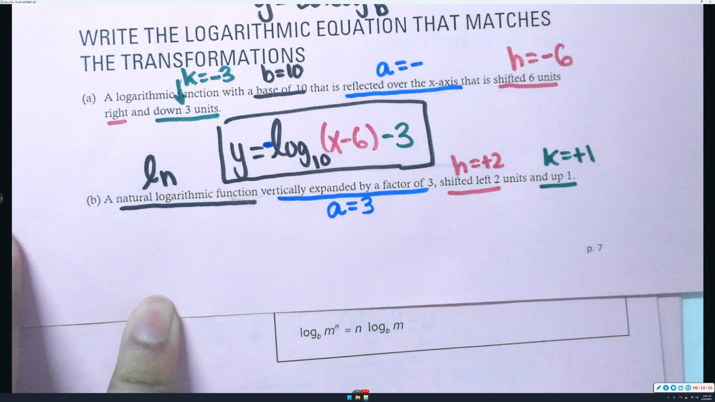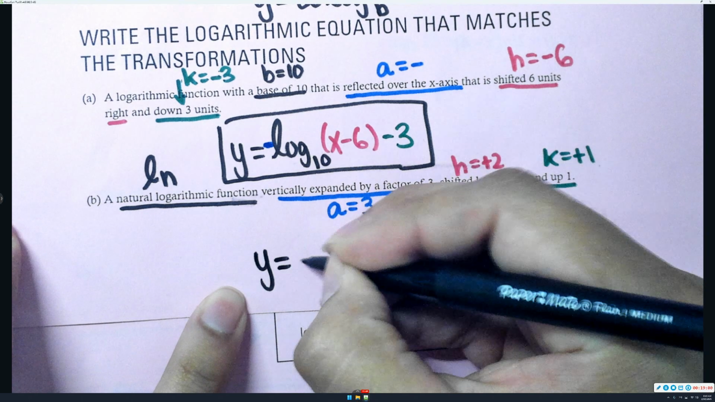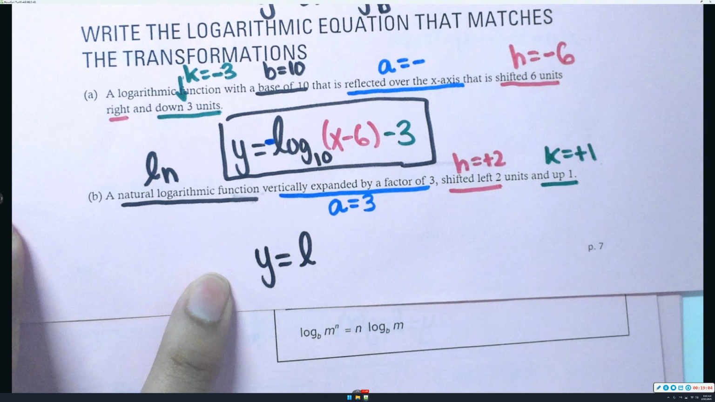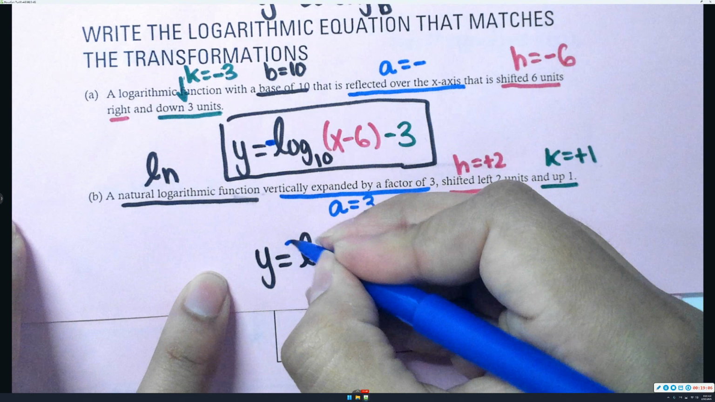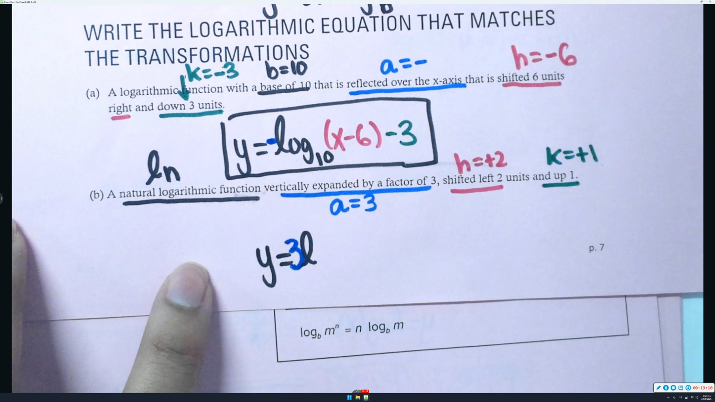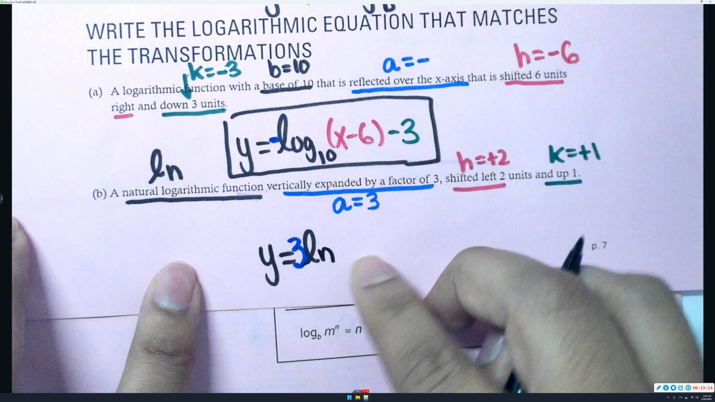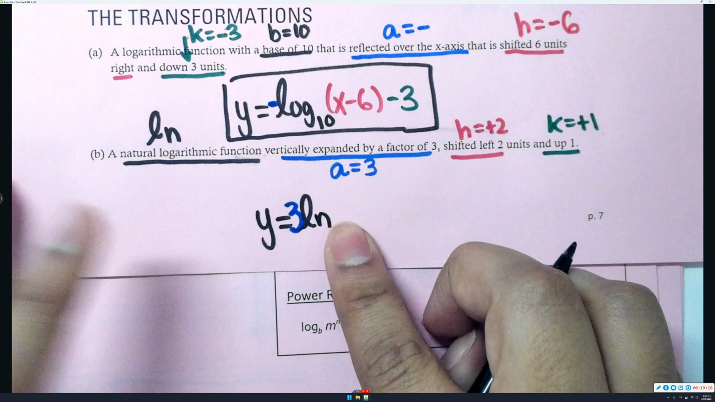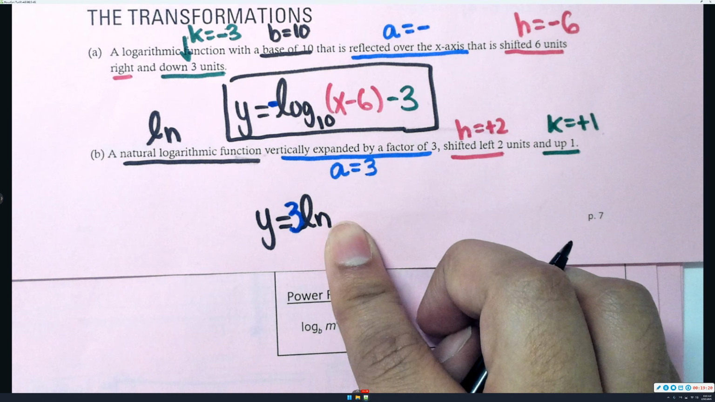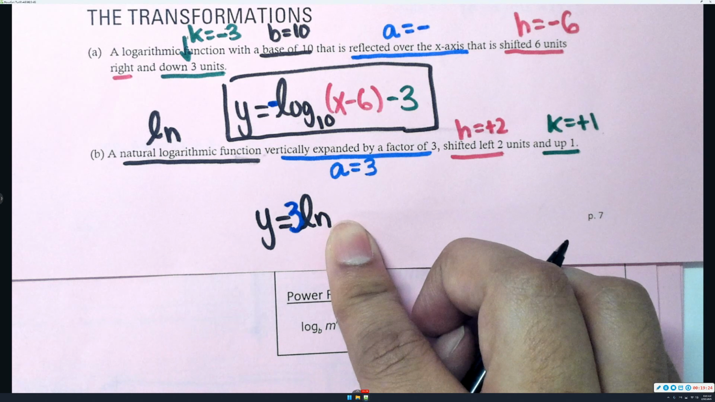So if I put all of this together, I have y equals natural log. Oh, we forgot something. We forgot to write down the 3 in the very front, right? The expansion. The vertical is stretched. So we have 3 times natural log. Now, keep in mind that the natural log always has a base of e. We do not need to write down the base of this one. It's already known to be an e, correct? Don't write it down. Just leave it alone.